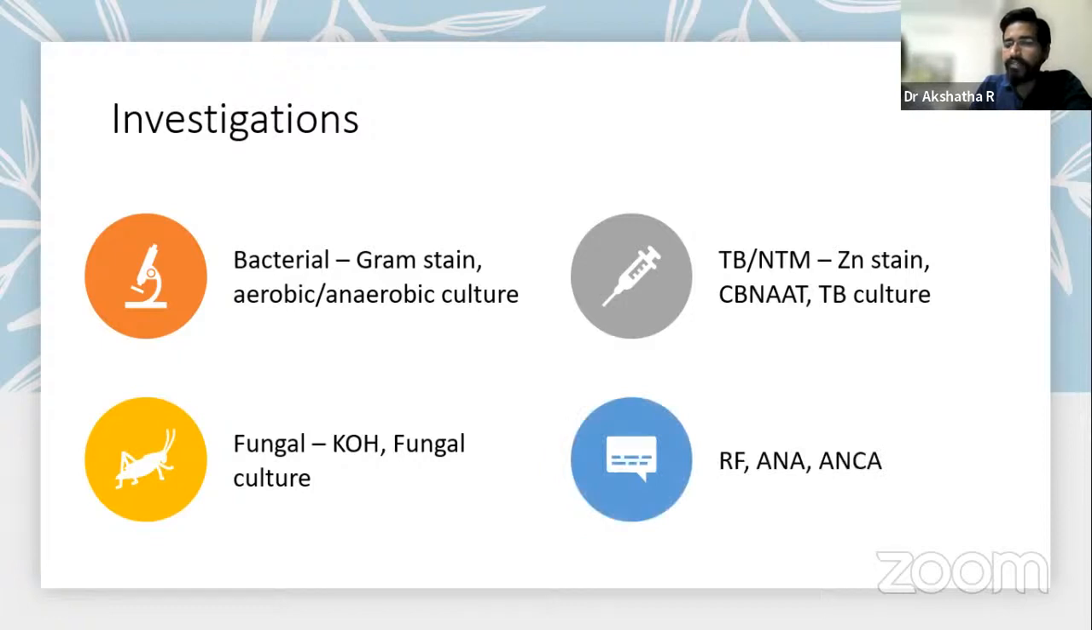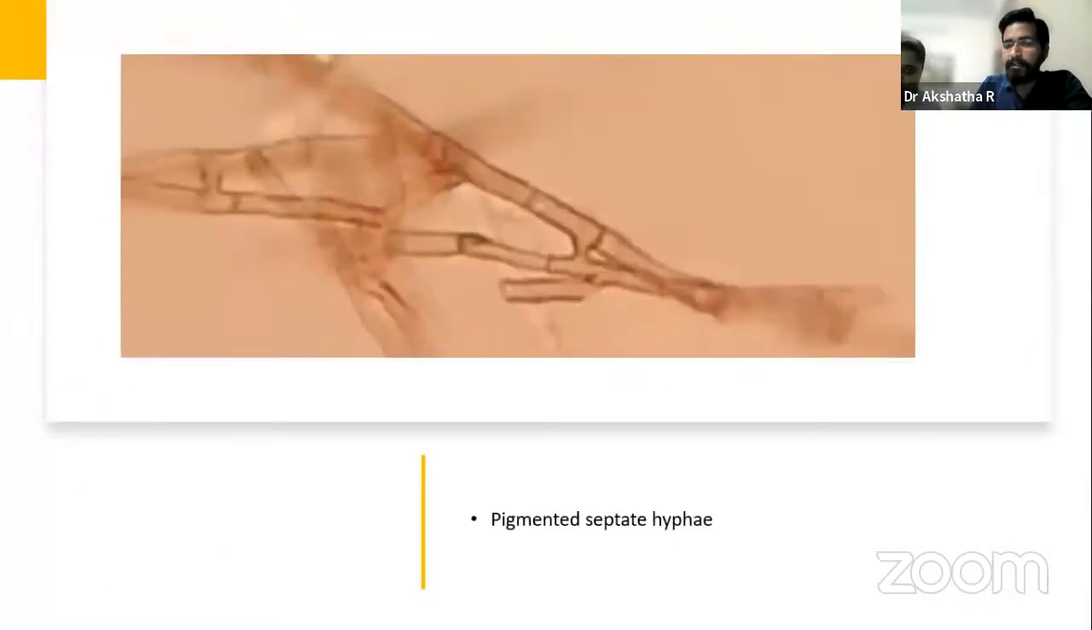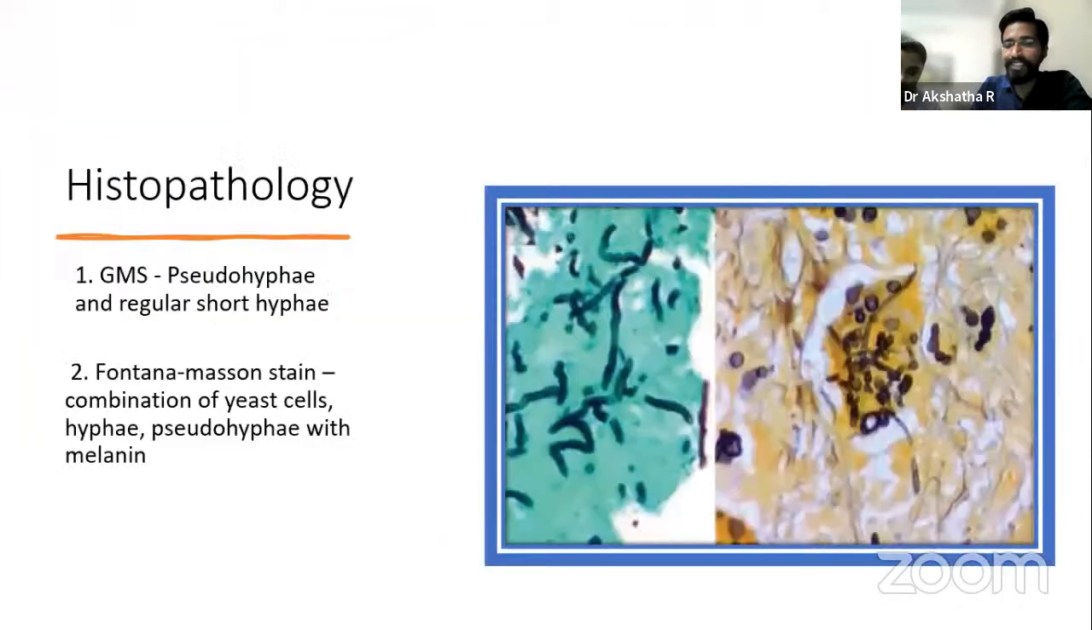Other non-infective causes were considered, and rheumatoid factor was already positive in our patient. We went for ANA and ANCA. We went for KOH mount, where we got pigmented septate hyphae, but the organism is not clear. Then we went for the histopath report.